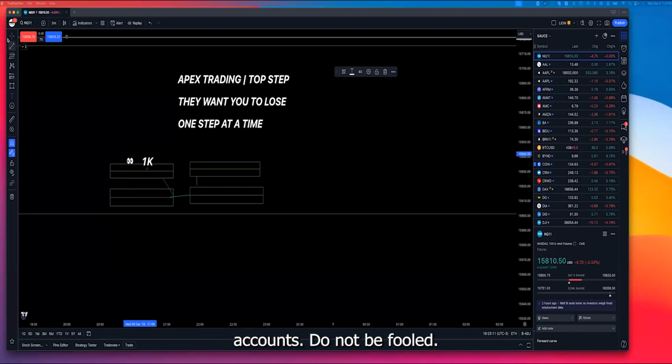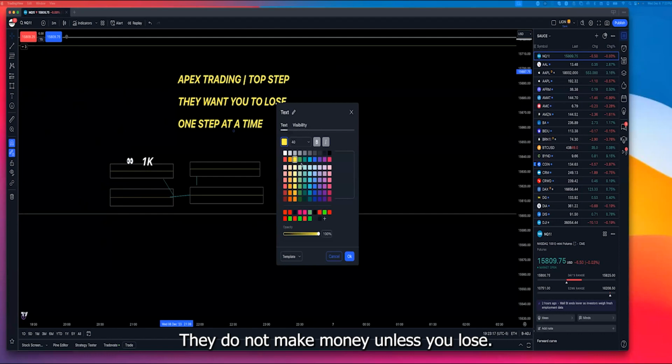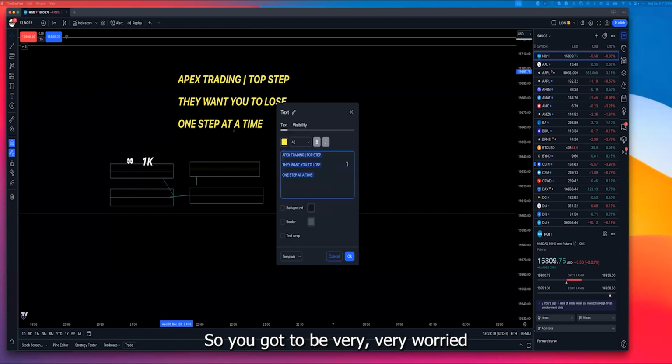Do not be fooled. They want you to lose. Their business model is for you to lose. They do not make money unless you lose, right? So you got to be very, very wary when it comes to how you actually apply risk management. And then on top of that, what's going to be your discipline and mentality when it comes to the accounts. Any questions or comments when it comes to that Apex trading and just the structure when it comes to how we would like everybody to set it up, or our quote unquote recommendation here?